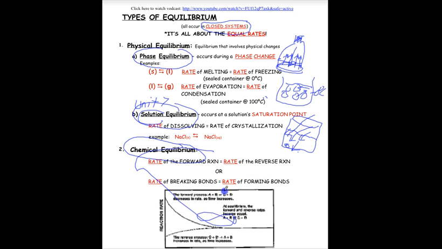Chemical equilibrium is exactly what we just talked about. Don't worry about this diagram here. And that's when the rate of the forward reaction equals the rate of the reverse reaction. You don't really need to worry about this here. And that's sort of the introduction to equilibrium.